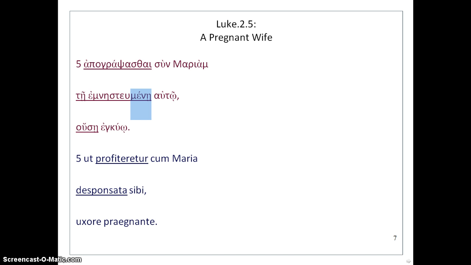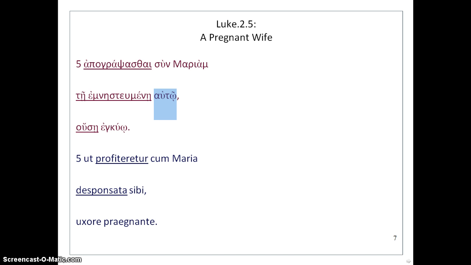The Greek prefers to link the participle to the personal name Mariam through the feminine definite article te, here in the dative case. The dative case is used because this case is associated with the preposition sun. To identify the person to whom Maria was betrothed, the Greek uses the reflexive pronoun autoi to refer to Joseph, the subject of the previous verse. This is the same reflexive pronoun we saw in the 4th verse.